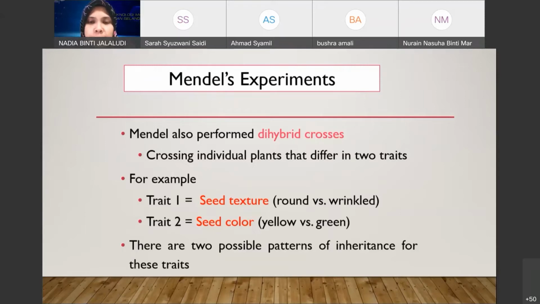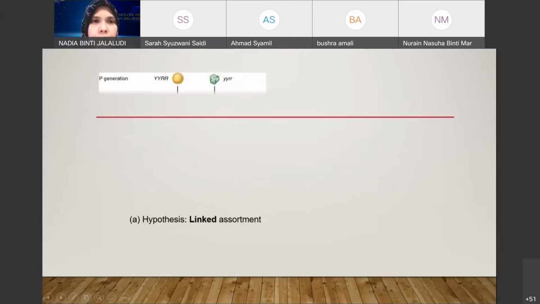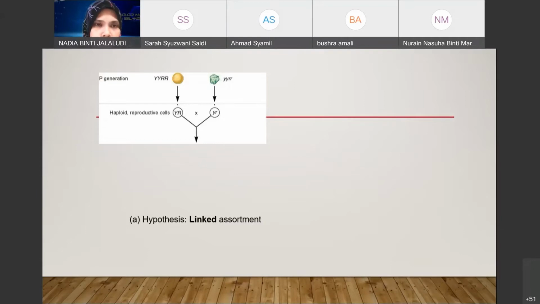There are 2 possible patterns of inheritance for these traits. So macam tadi jugalah, ada blending inheritance dengan yang satu lagi yang Mendel punya lah. So the first one, the hypothesis is linked assortment. So what is this linked assortment? So kalau linked assortment ni daripada parent yang homozygous dominant kacuk dengan homozygous recessive. So haploid dia reproductive cells macam tu, and F1 generation dia heterozygous.